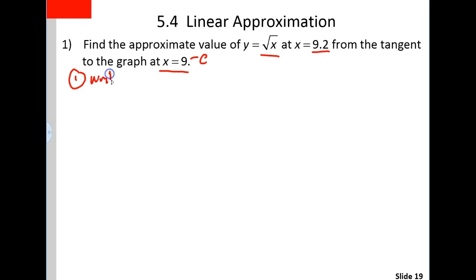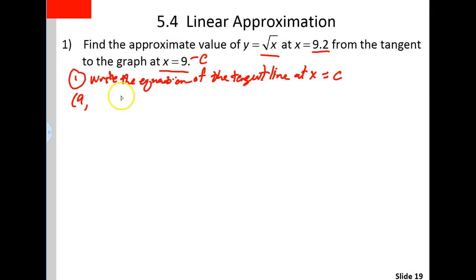So write the equation of the tangent line at x equals c. All right, so that's pretty easy. How do we write the equation of a tangent line? I need a point and a slope. So my point is going to be 9 comma, well, square root of 9, right? So 9 comma 3, that's my point. So write yourself a note here, point. And then we need a slope. All right, so how do I find the slope?